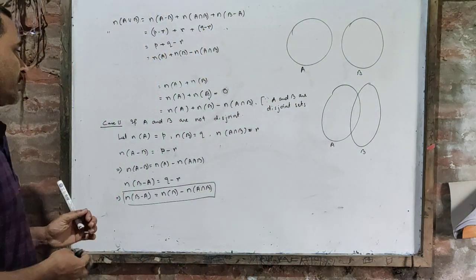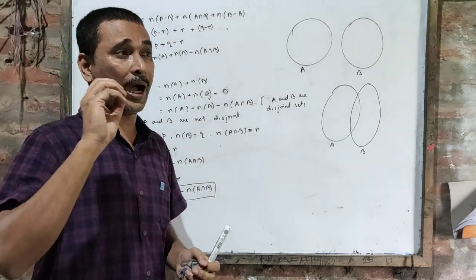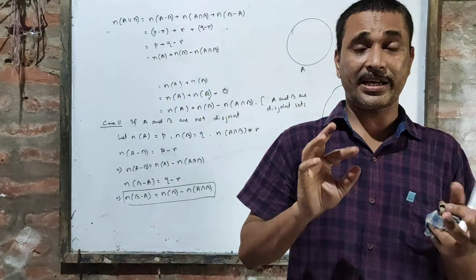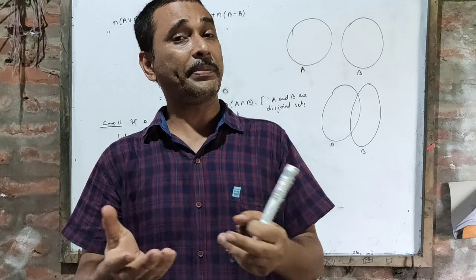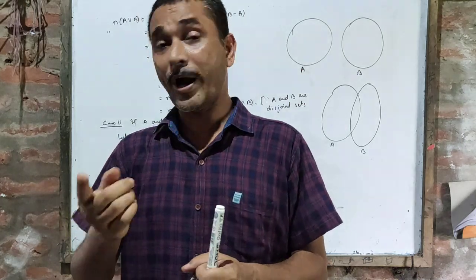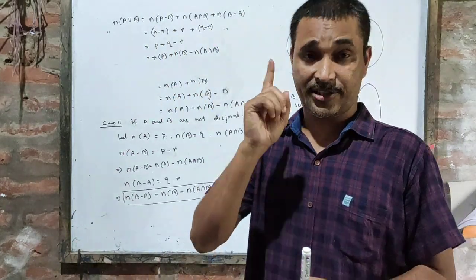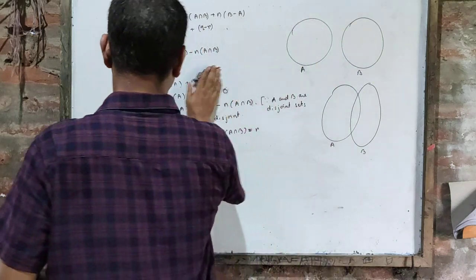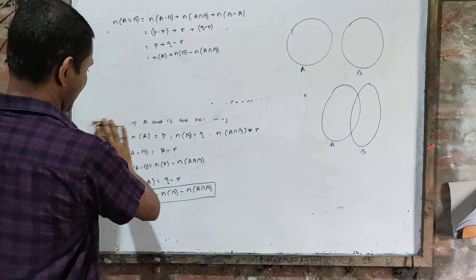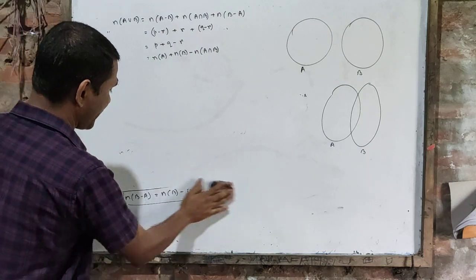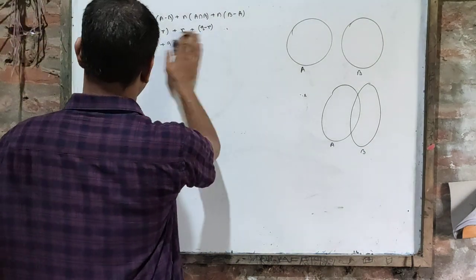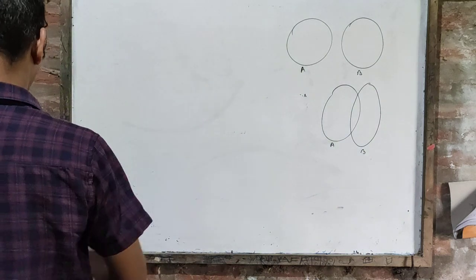Alright? But you remember one thing, when A and B are disjoint sets, it's sufficient to write N of A union B is equal to NA plus NB. In which case, when A and B are disjoint sets, remember that. Okay? Now, what about 3 sets? Can we generalize this theorem for 3 sets? Okay, why not? Of course, why not?